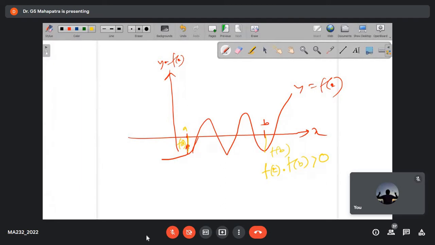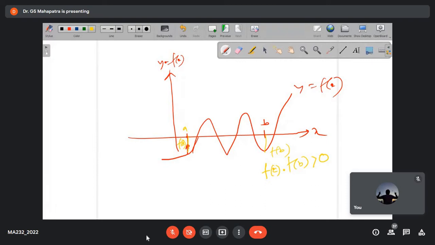But according to the figure, how many solutions are there? 4. So 4 solutions are there, and you are telling no solution. So how can we describe this concept? Anyone? Try to describe this one. Sir, I think we should look at the maximum point and the least point. Okay, fine, very good.